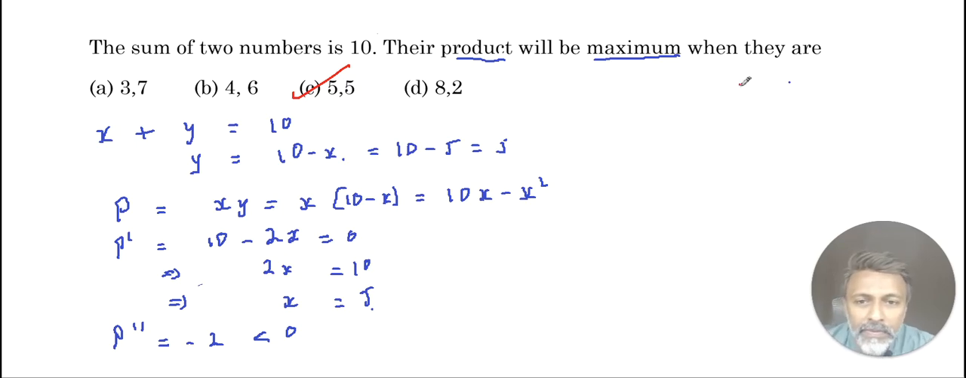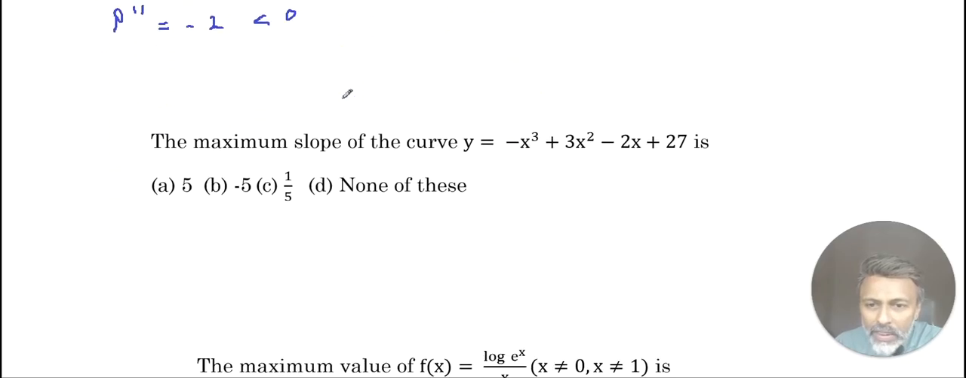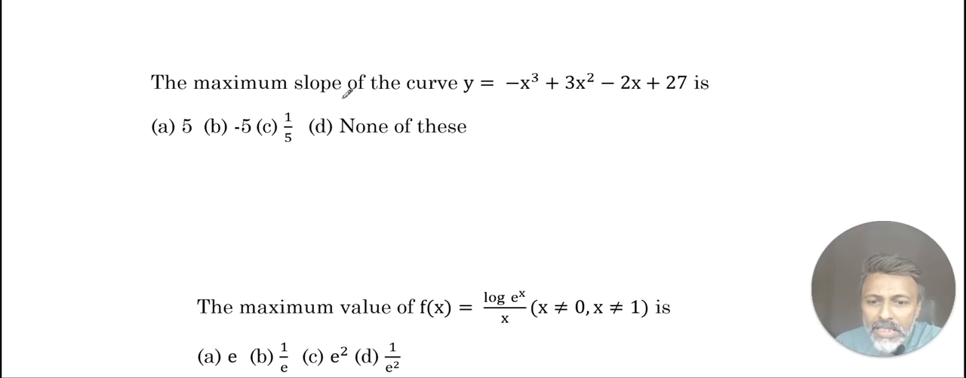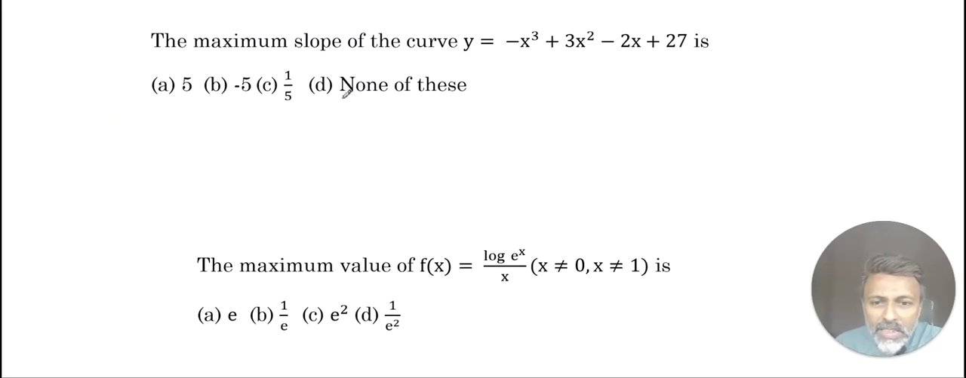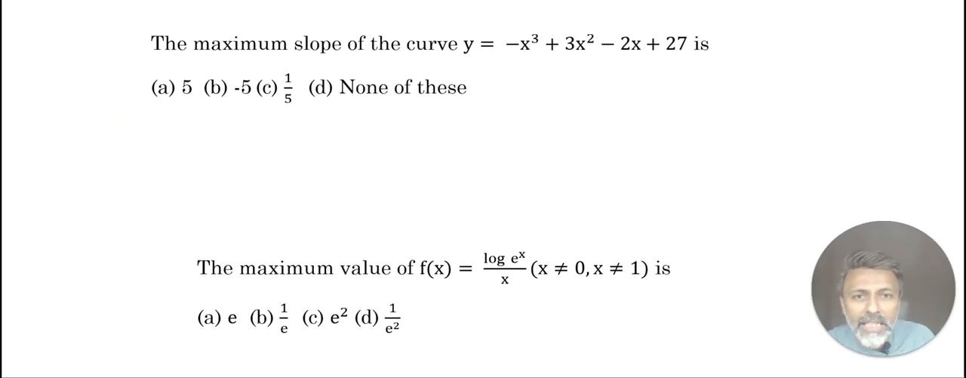Let's take one more. We can even remember that if the sum is 10, then the product will be maximum at their half value. So if it was 100 written here, we would have marked it at 50-50. If it was 7 written here, then we would have marked it at 7 upon 2 and 7 upon 2. एक और लेते हैं. There are two MCQs seen back to back. It's okay. We can start with the next one.